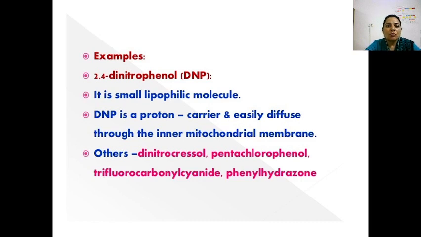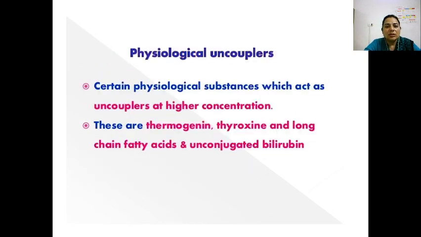Examples are 2,4-dinitrophenol. It is a small lipophilic molecule. It is a proton carrier and easily diffuses through the inner mitochondrial membrane. Others include pentachlorophenol, trifluorocarbonyl cyanide, and phenylhydrazone. Certain physiological uncouplers are also present, that is, they are uncouplers at a higher concentration. These are thermogenin, thyroxine, long chain fatty acids, and unconjugated bilirubin.